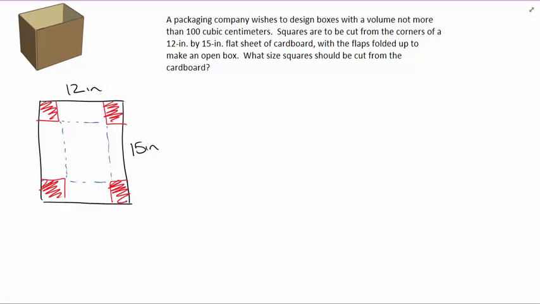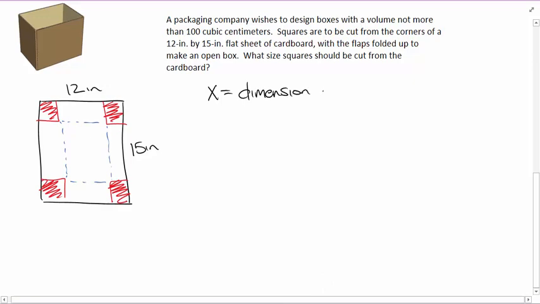So, what do we need to do? We need to define our unknown. X equals the dimension of the square cut. And we're going to do this in inches. So I'm going to call these X, X, X, X. All these cut-ins are X.